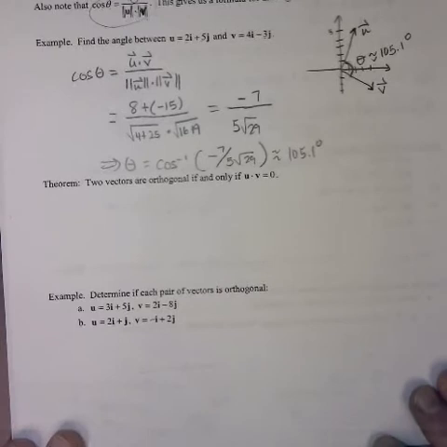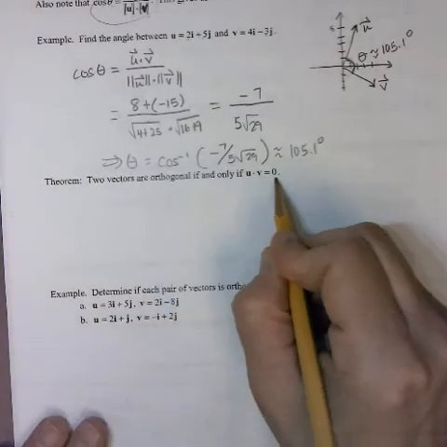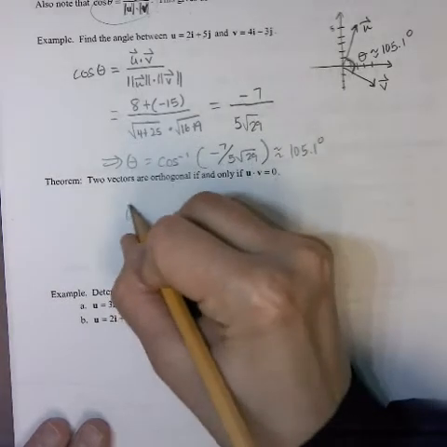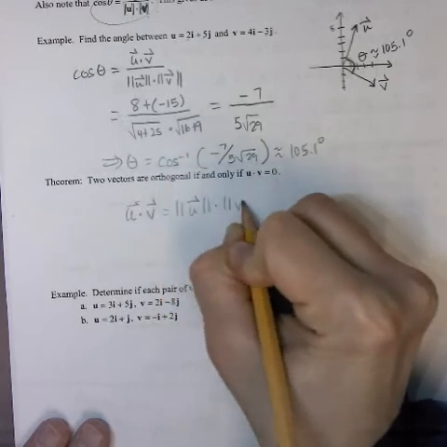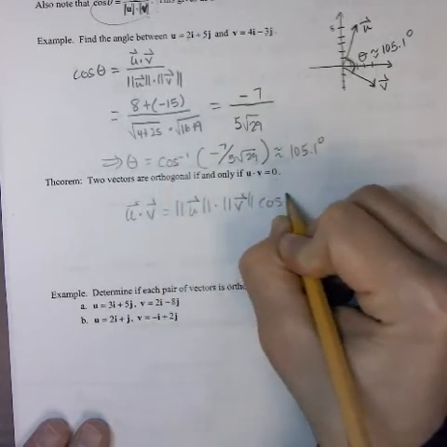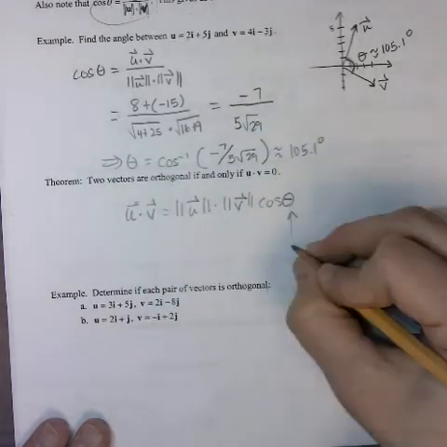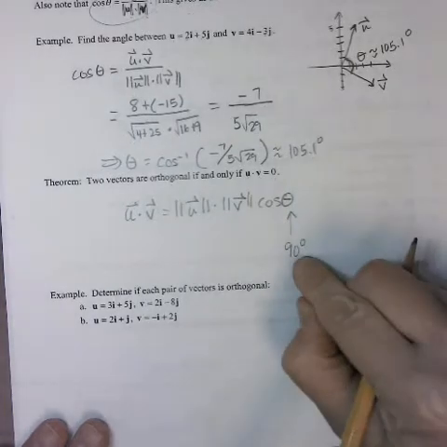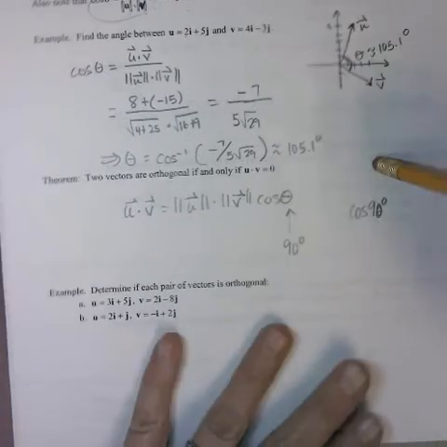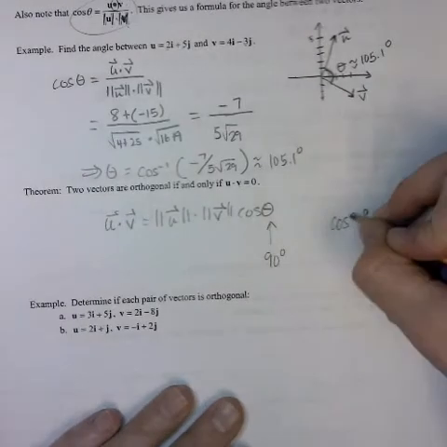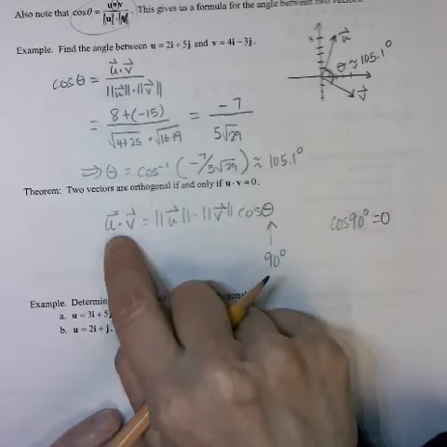Okay, then our next theorem says that two vectors are orthogonal if and only if u dot v equals 0. So if you look at our formula, u dot v equals magnitude of u times magnitude of v times the cosine of theta. It makes sense that if this is orthogonal, this would have to be 90 degrees. And cosine of 90 degrees is equal to 0, of course. So if this is 90 degrees, the cosine is 0, so u dot v is 0.